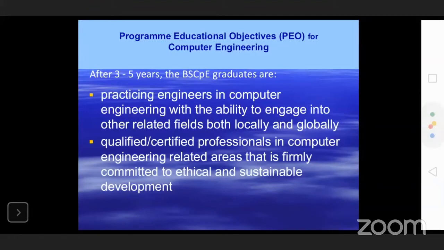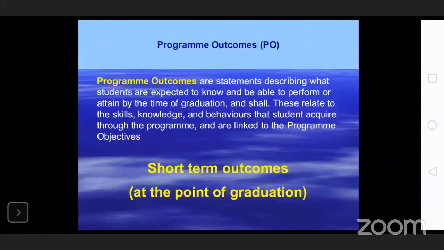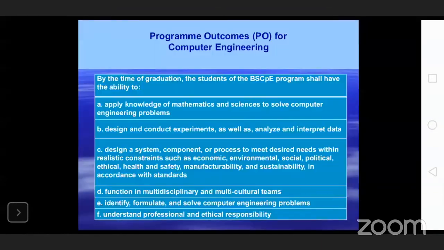Aside from the program educational objectives, we also have the program outcomes, where we try to identify what the students can expect after finishing this four-year course. These are the short objectives of the department. Basically, we have here A to N. These are similar objectives for engineering programs.